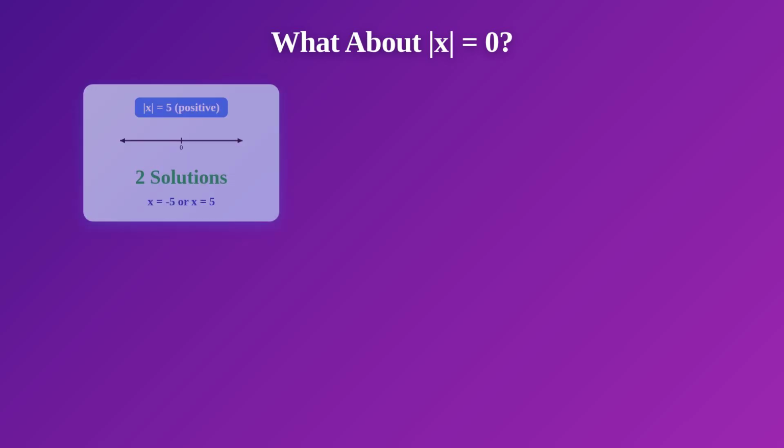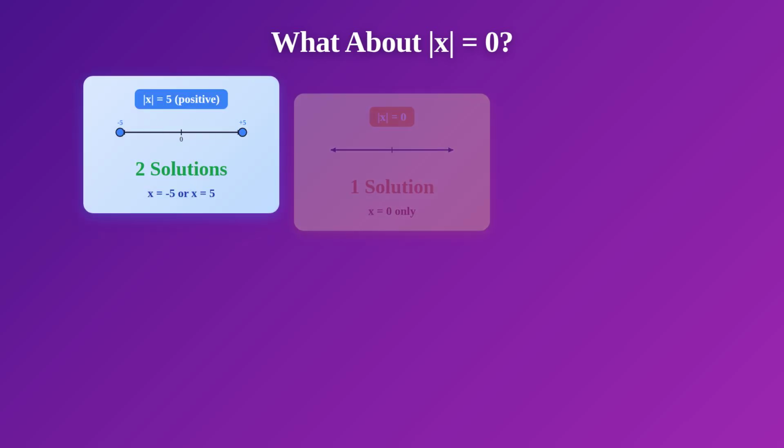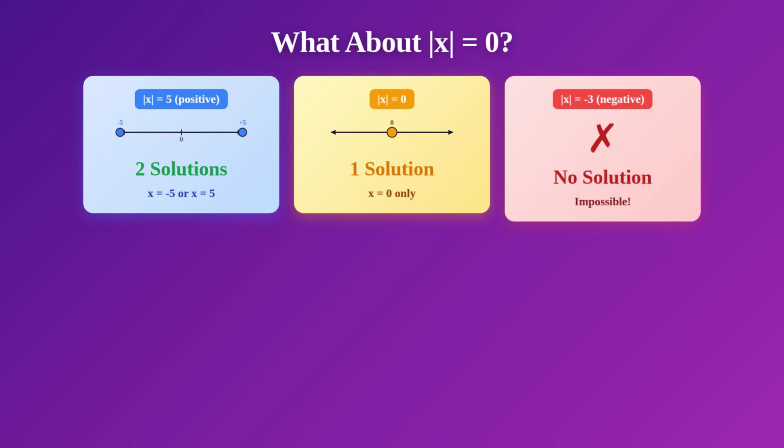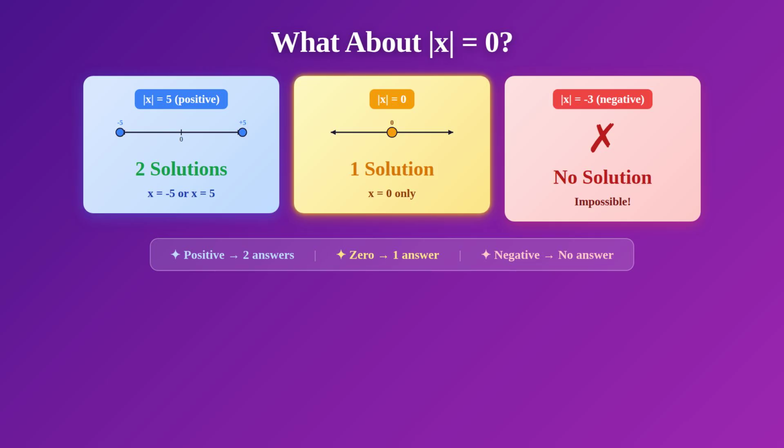Here's one more special case that trips people up. What if the absolute value of x equals 0? 0 is neither positive nor negative. It's just 0. So which number is exactly 0 steps away from 0 on the number line? Only 0 itself. This time we get just one solution, x equals 0.